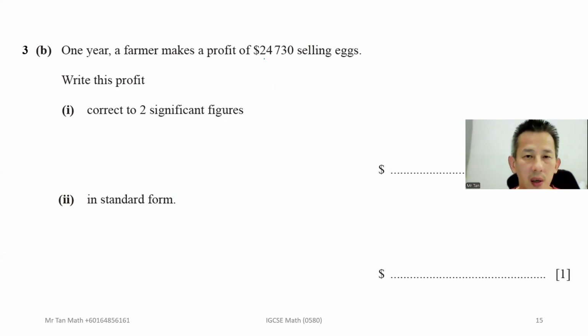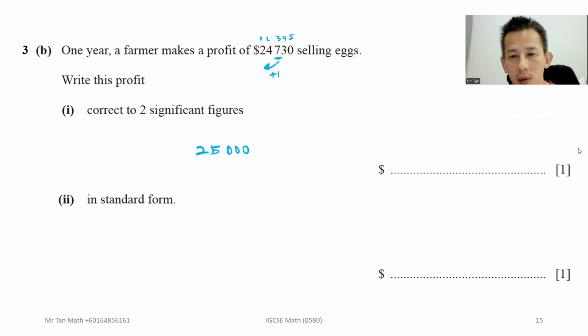3B. 1 year, a farmer makes profit of 24,730 selling eggs. Write this profit correct to two significant figures. Significant figures, this is the first 1, 2, 3, 4, 5. This is 7, therefore you need to plus 1. You should get 25 and the remaining put 0, you need 25,000. In standard form, 24730, just put decimal. It's 1, 2, 3, 4. So 2.473 times 10 to the power of 4.